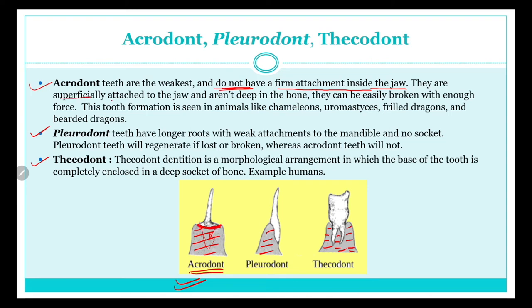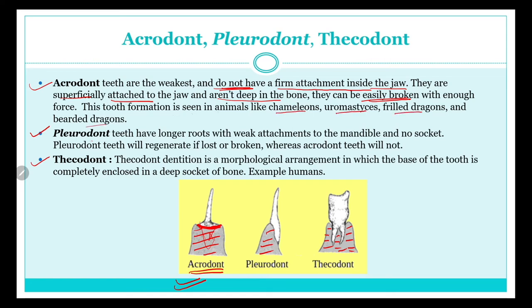They are superficially attached to the jaw and aren't deep in the bone. They can easily be broken, of course, with enough force, because they are not embedded, they are just superficially attached. This tooth formation is seen in animals like chameleons, uromastices, frilled dragons and bearded dragons.